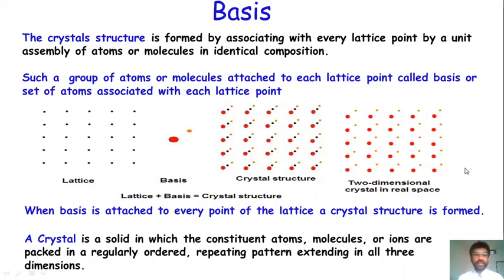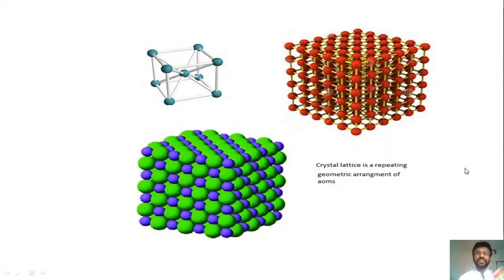So we can say that a crystal is a solid in which the constituent atoms, molecules or ions are packed in a regularly ordered repeating pattern extending in all three directions, and that is known as a crystal. So I hope you better understand the formation of the crystal, how the crystal gets formed.